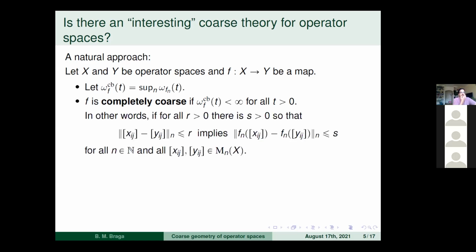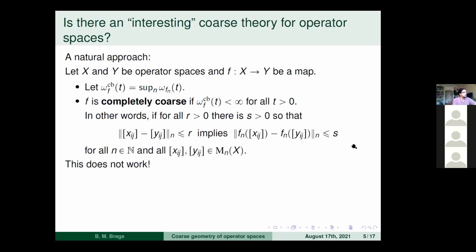Here I'm just unfolding the definition, in case someone wants to see what this is. I'm saying that there is this uniformity, and for every R, I choose some S, and I'm sending points which are R-close to points which are S-close, and this should not depend only on the points, but on n either. So this would be a very natural way to try to generalize a coarse notion to an operator space, but this actually fails miserably.